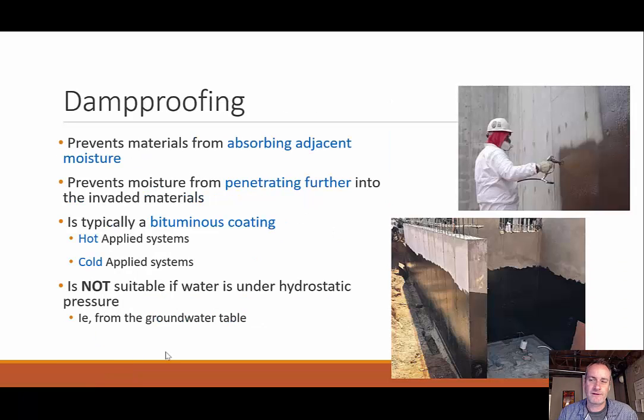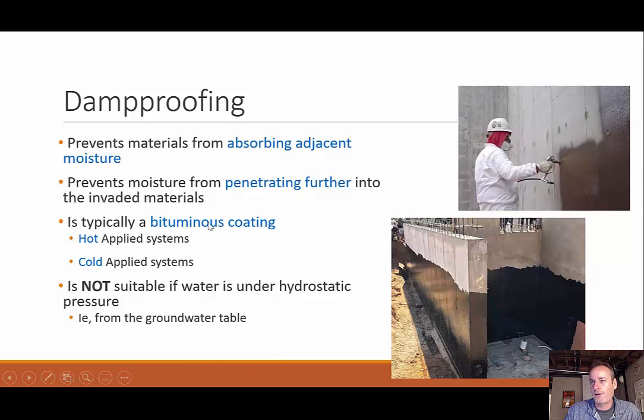So we have this idea of damp proofing. We talked a little bit about damp proofing when we were talking about CMU walls. But same idea. What it's doing is it prevents material from absorbing adjacent moisture. So if I have moisture directly against my wall, it protects it from sucking into my wall.